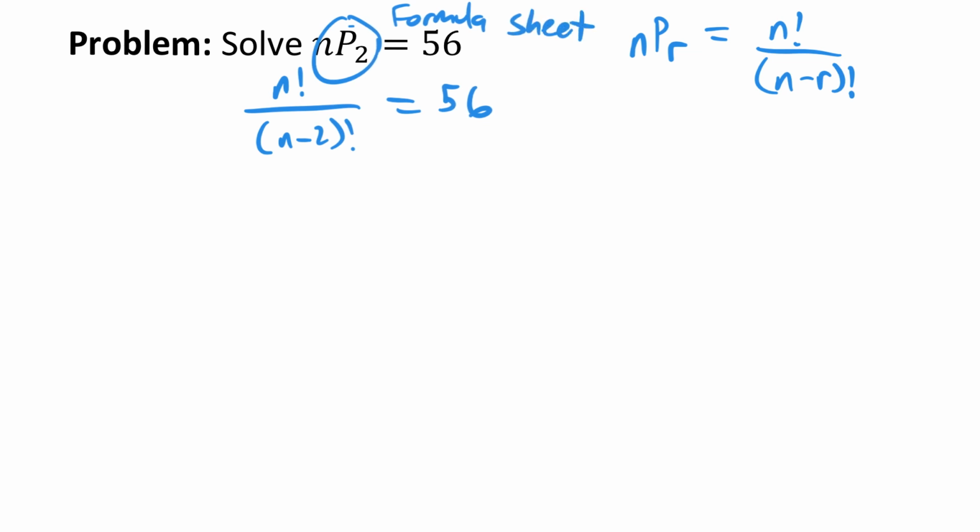All right, pause the video and see what you come up with. Okay, so you should get n times n minus 1 times n minus 2 factorial over n minus 2 factorial. Those cancel.